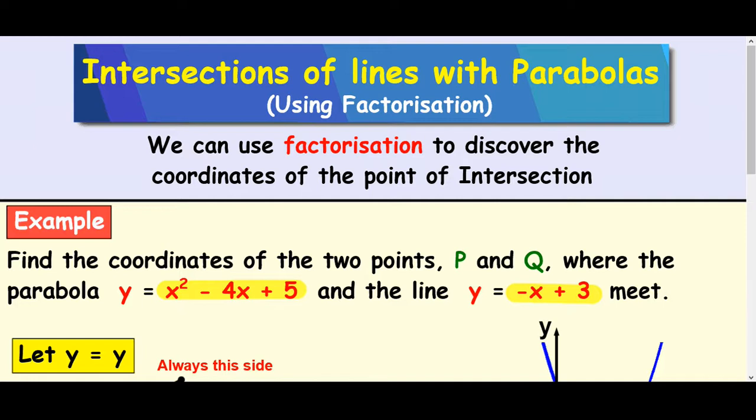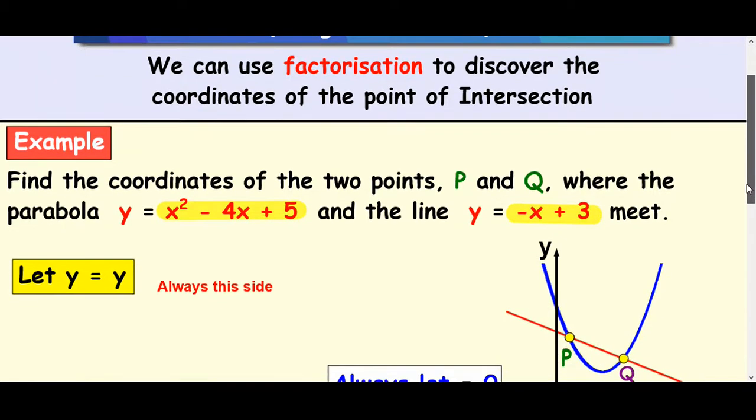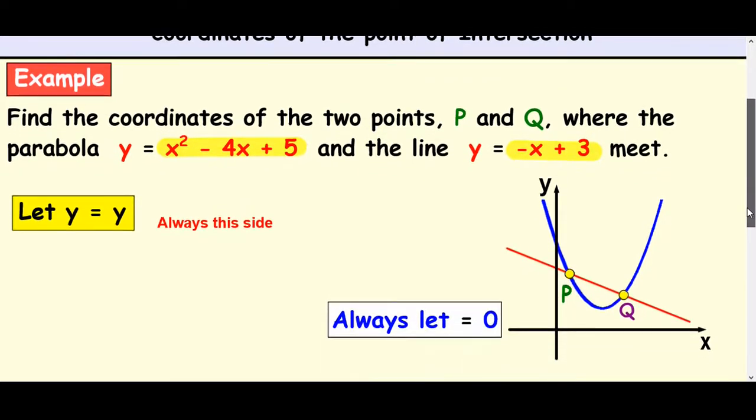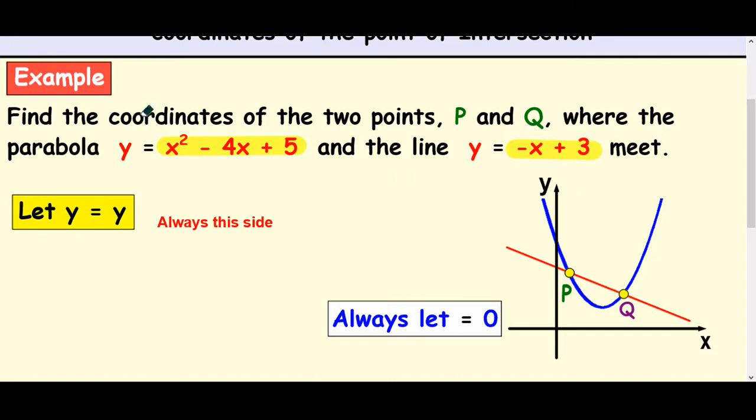So here's an example of lines intersecting parabolas. Find the coordinates of the 2 points P and Q where the parabola, the blue part, meets the line y equals negative x plus 3. Now just a couple of points to note. The parabola has a plus x squared, which means it goes down and then back up. It's got a minimum turning point. And the equation of the line's negative, so it's got a negative gradient and an intercept of 3.